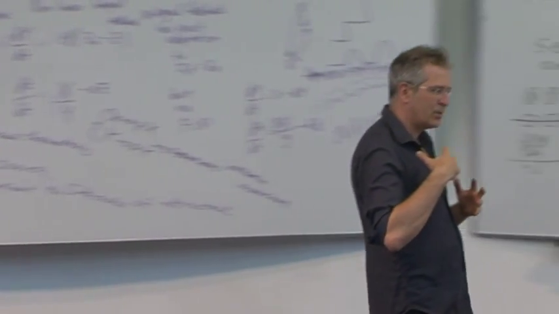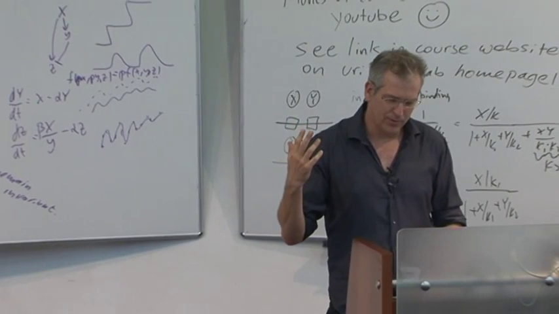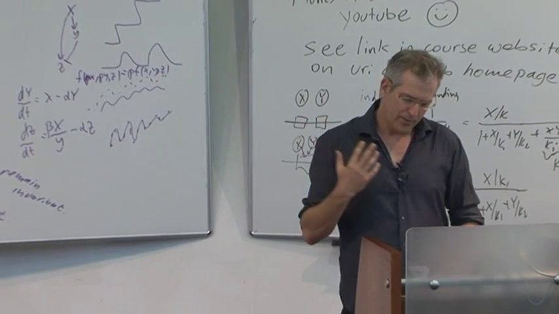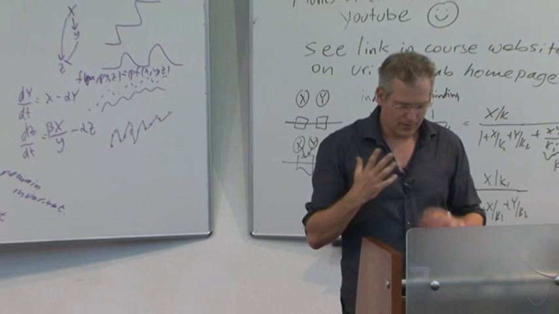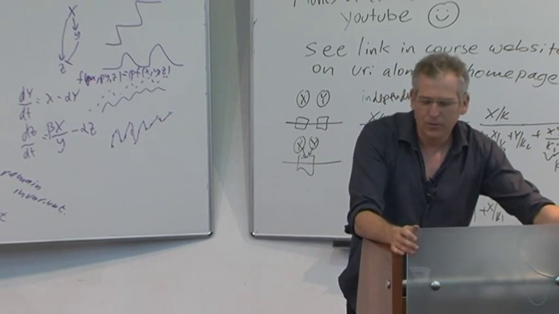And then you can ask questions about other kinds of symmetry, weird symmetries. What kinds of symmetries are found in biological systems? And again, that's an open field to explore.